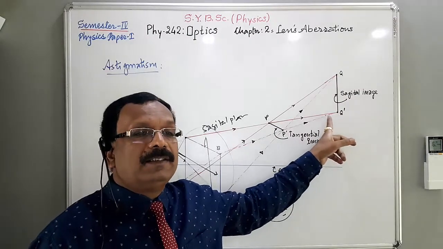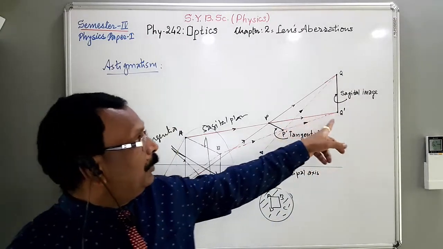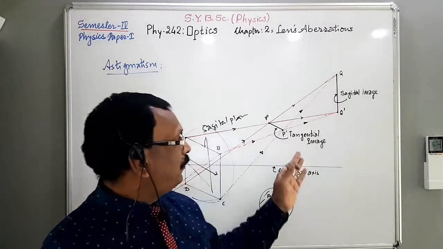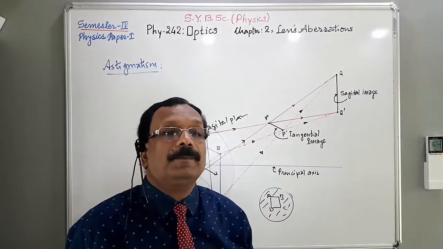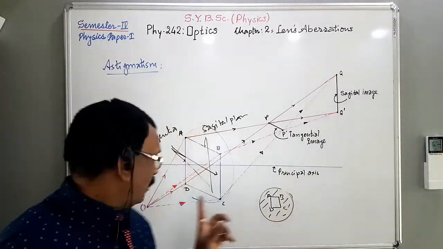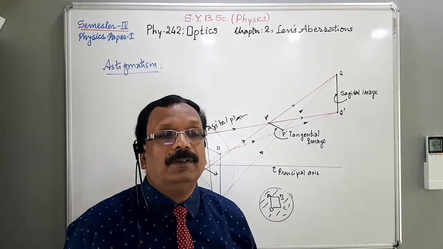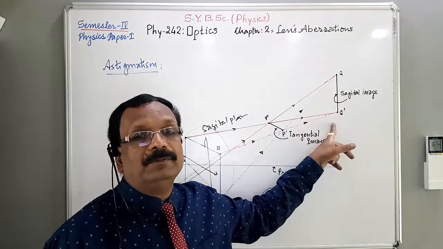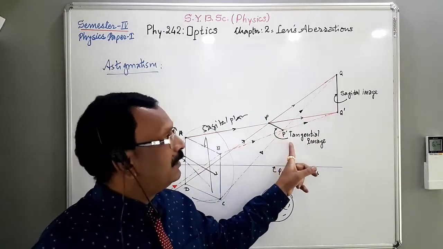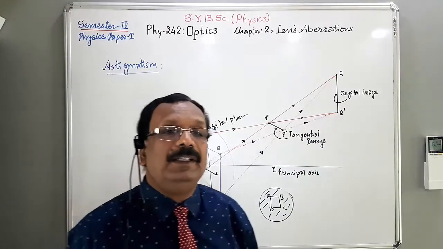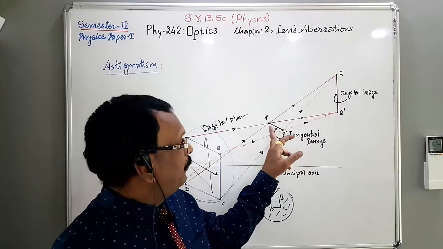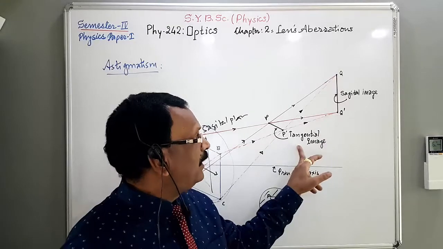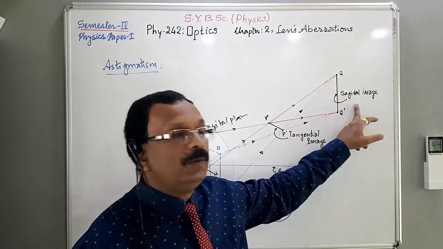And thus QQ prime is another line image of point O. The line PP prime and line QQ prime are called the tangential image and sagittal image respectively of the point object O.